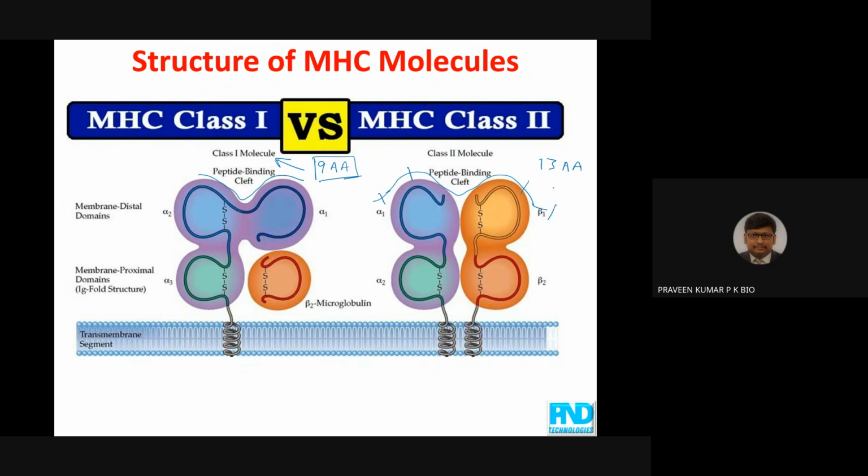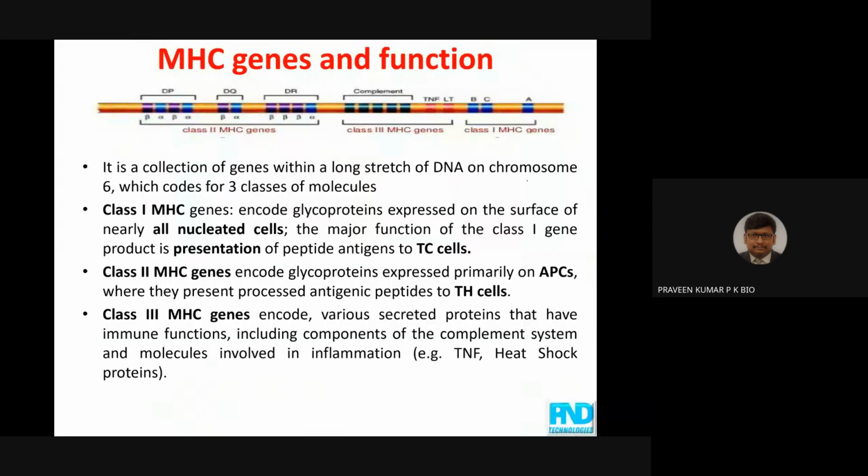This is 13 to 9 amino acids, and this is 13 to 15 amino acids. So instead of 2, if you have 3, then obviously we have 15 amino acids, because here also we have 3. Now let me take you further on MHC genes and function.